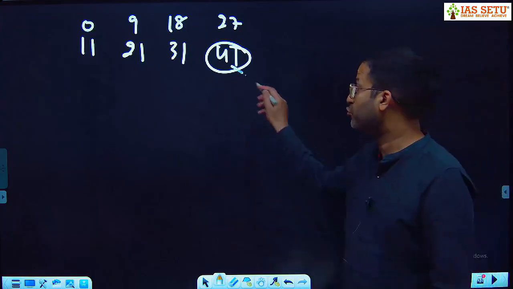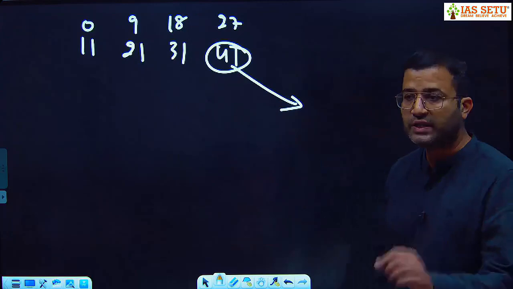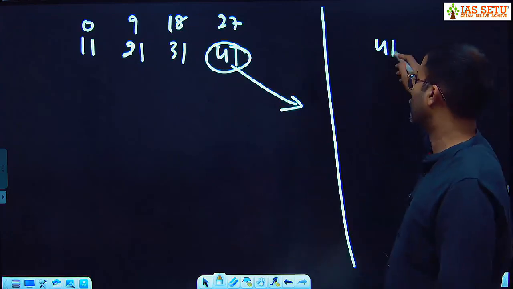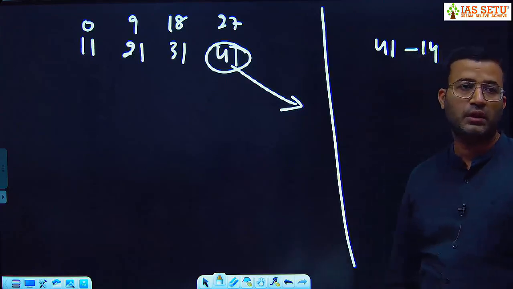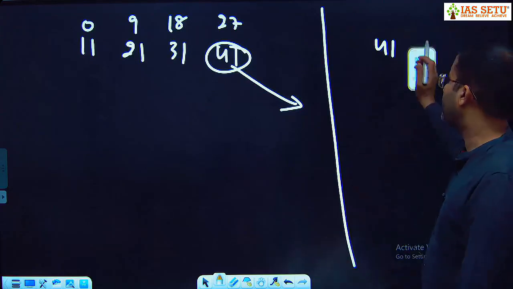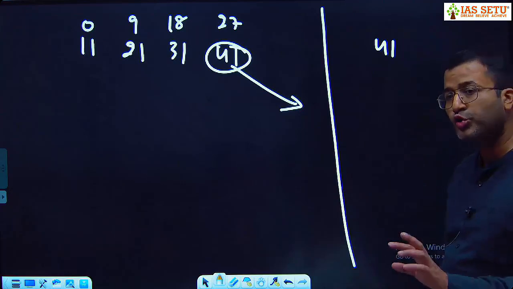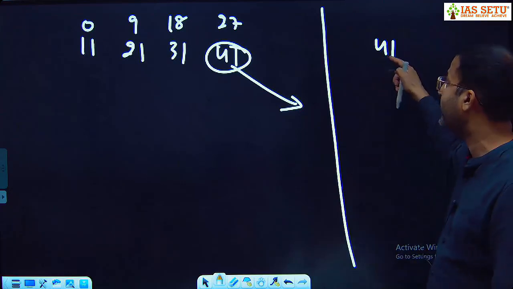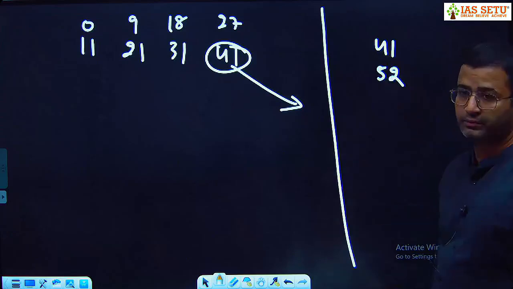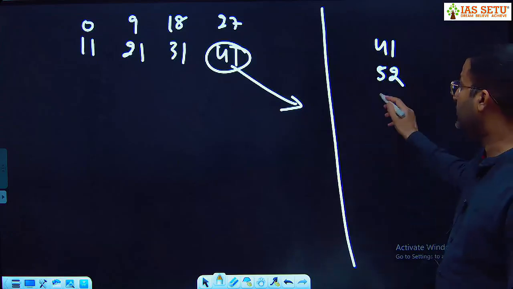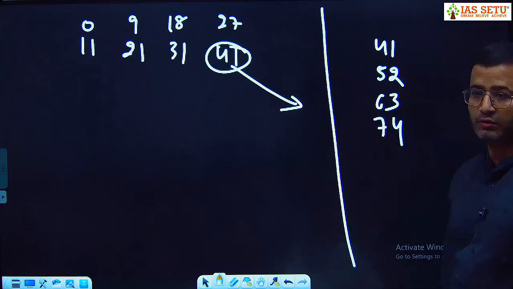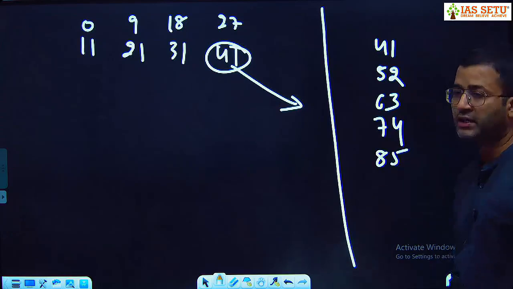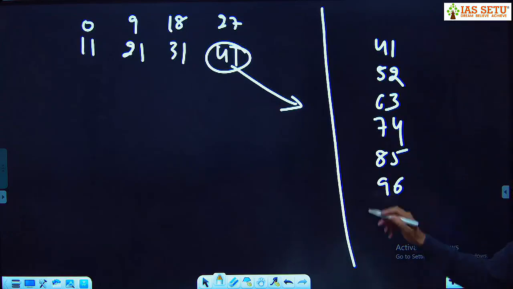And we have observed, we have to go diagonally. So step number 1, our first number is 41, or the pair is 41 and 14. Pair 41 and 14. So for the next number after 41, what do you do? You add 11, 52. Next number 63. Next number 74. Next number 85. Next number 96. You have to go diagonally.